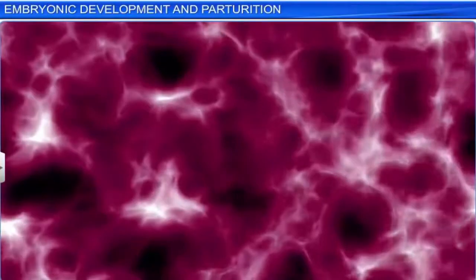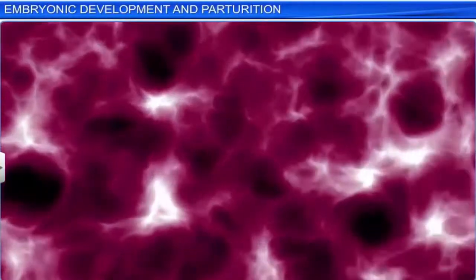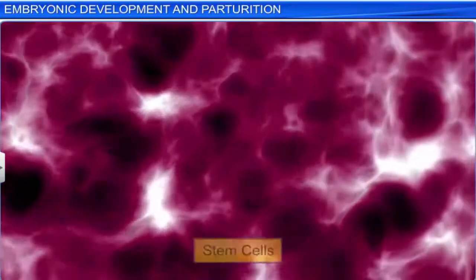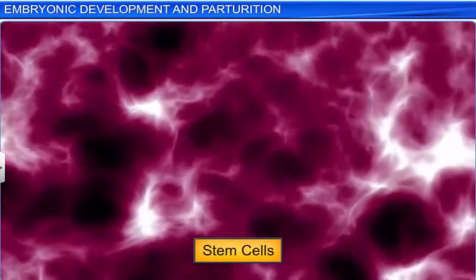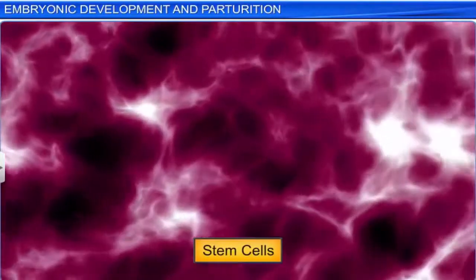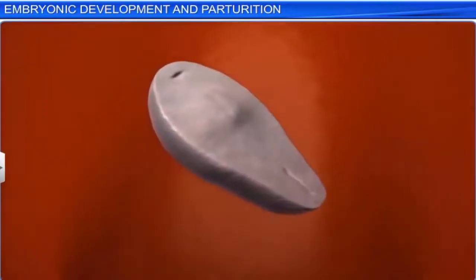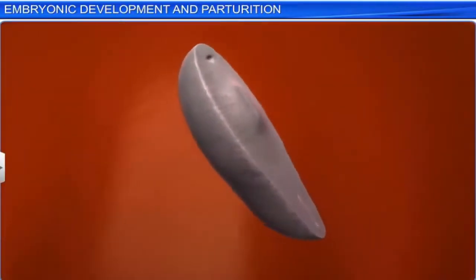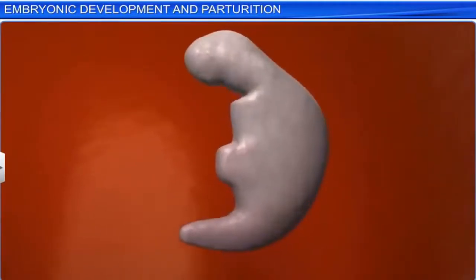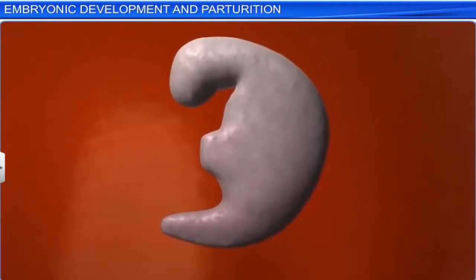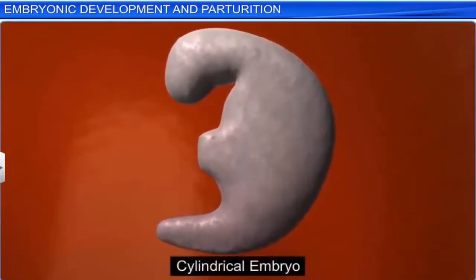Did you know that apart from the 3 germ layers, the embryonic disc also contains certain cells called stem cells which have the ability to give rise to all the tissues and organs present in the human body. As the embryonic disc grows, the cells of one side of the disc grow faster than those on the other side. This causes the disc to roll and form a cylindrical embryo.